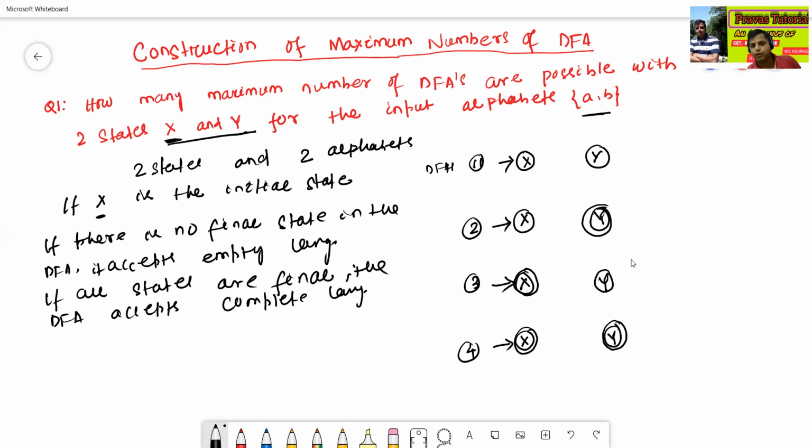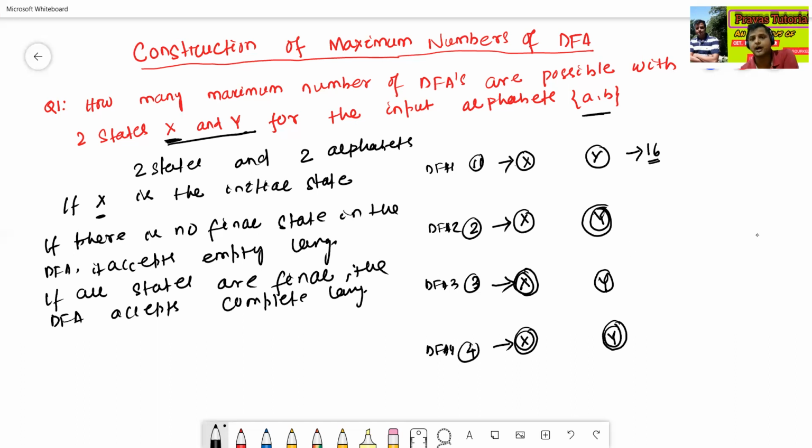Let the others be DFA2, DFA3, DFA4. In the fourth case, all states are final, so the DFA will accept the complete language. Now, if X is the initial state and both states are non-final, how many maximum number of DFAs are possible? Maximum 16 number of DFAs are possible.